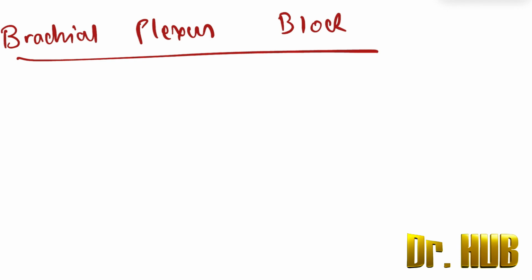Today we are going to look at the brachial plexus block. Under the brachial plexus block, we are going to see some named blocks, the level of the blocks, and also some other details. To begin with, we are going to look at the interscalene.